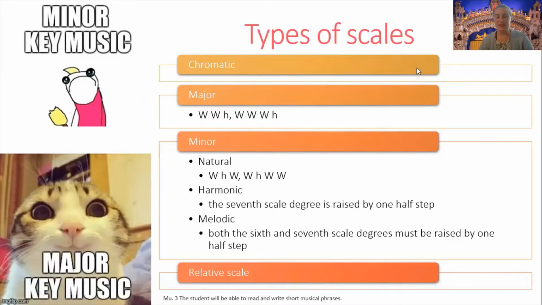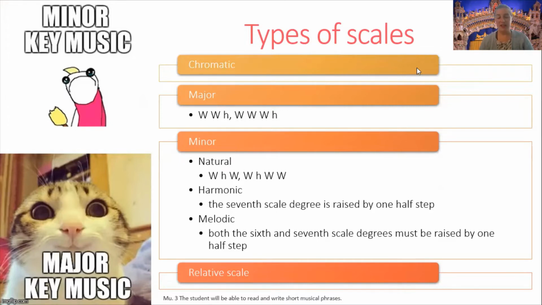So there's a couple different types of scales. Chromatic scales are when you play every single note on the keyboard, all the white keys, all the black keys in order, just going right up. A major scale follows a pattern of whole, whole, half, whole, whole, whole, half. Let's try saying that five times fast. So whole, half, whole, half.